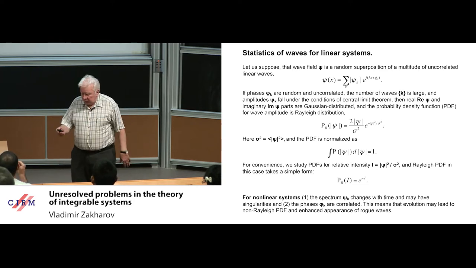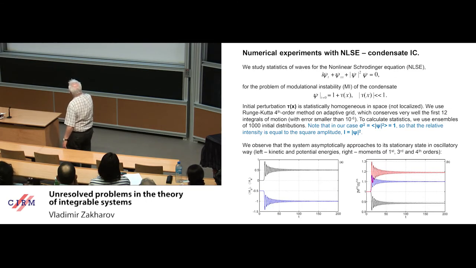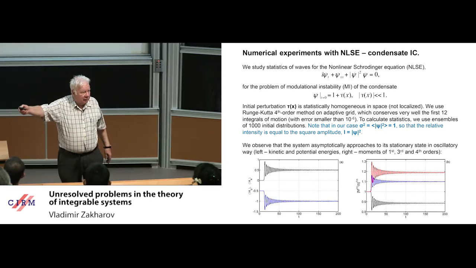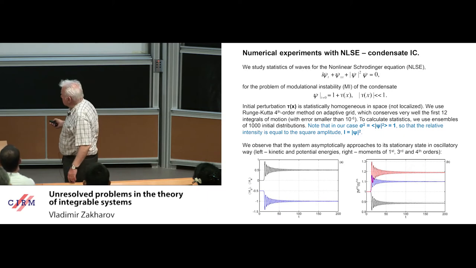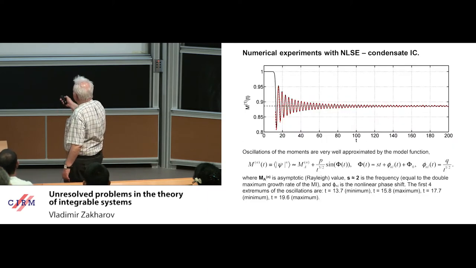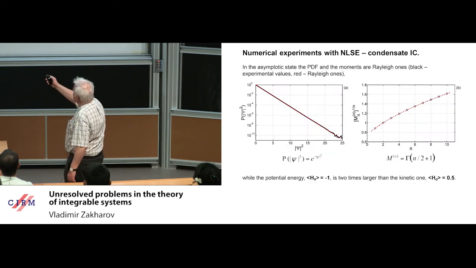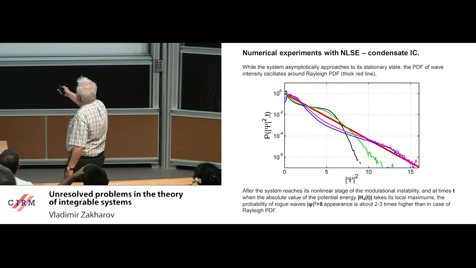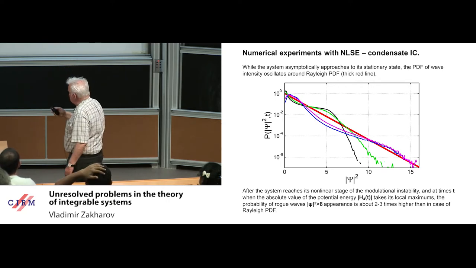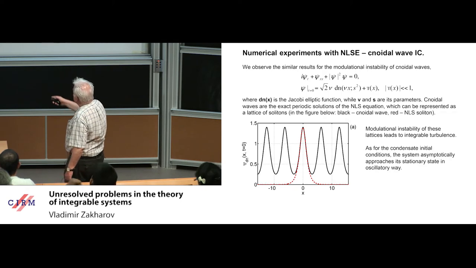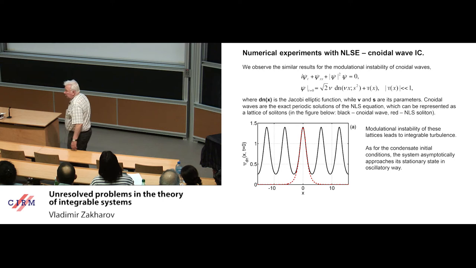At the beginning, now you see what's going on with energy. This is potential and kinetic energy at the initial moment of time. They oscillate, and in this period of time the PDFs are very far from Rayleigh. But finally, after a long time, they tend to some constant limits. And you see what's going on with the PDF function: after a long time, it becomes Rayleigh. Similarly, if you start with a cnoidal wave, which is expressed in an elliptic function, with perturbation again.